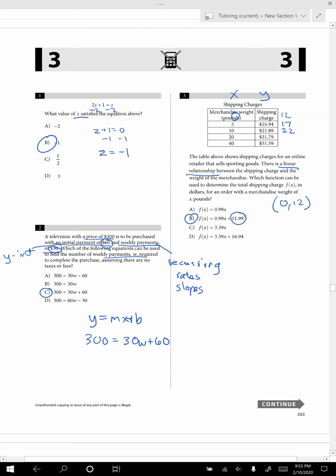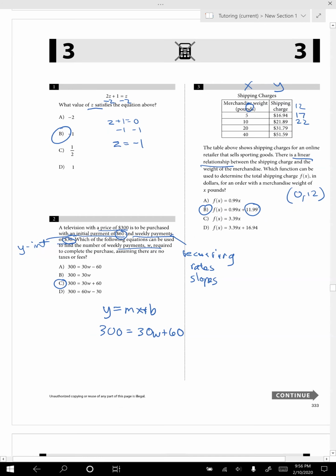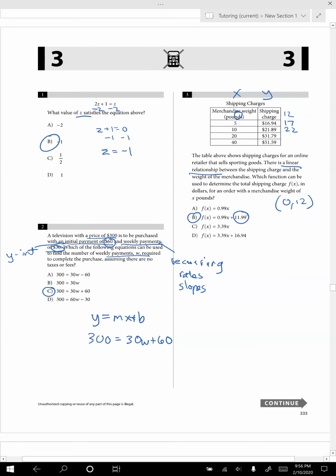Now, let's prove that we have the right slope as well, just to make sure that our equation is correct. So we're going to do change in y over change in x. And so we will do 22 minus 17 over 10 minus 5, and we get 5 over 5, which gives us a slope of approximately 1, and so B is still the correct answer.